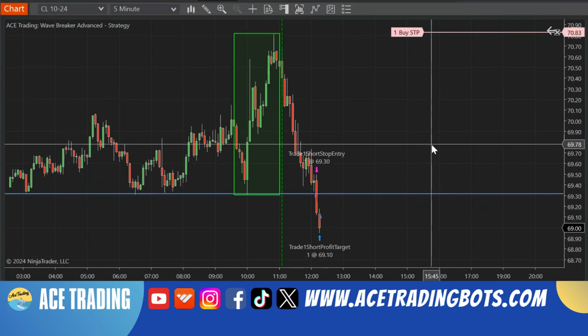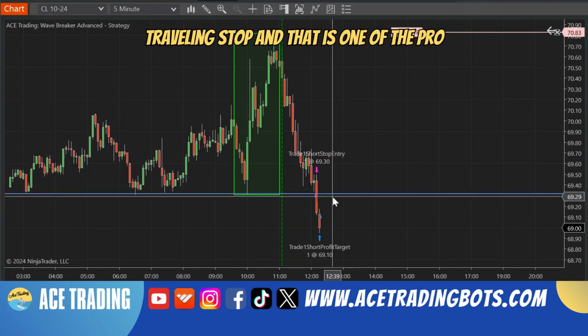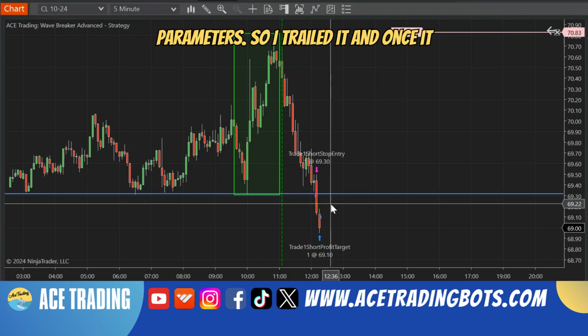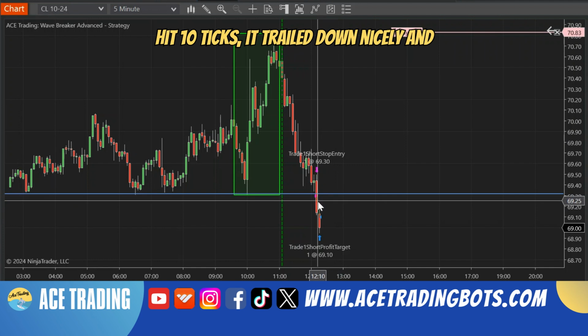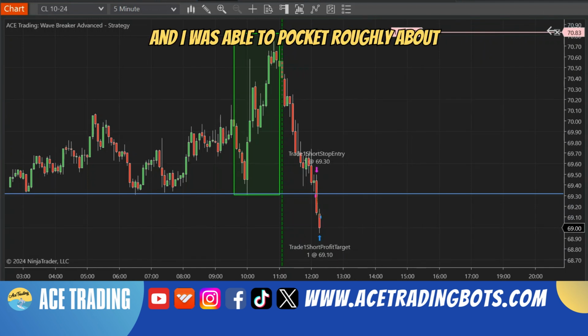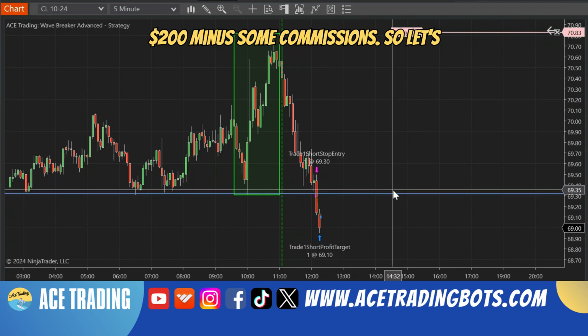So what happened then was I used the trailing stop. That is one of the pro parameters. I trailed it once it hit 10 ticks. It trailed down nicely and came down and hit my 20 tick take profit, and I was able to pocket roughly $200 minus some commissions.